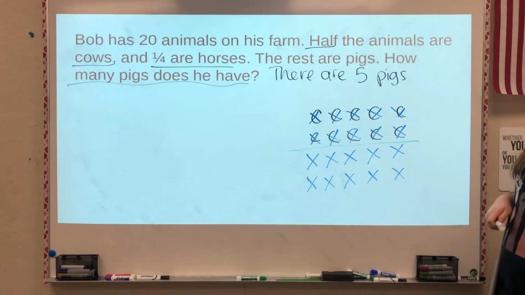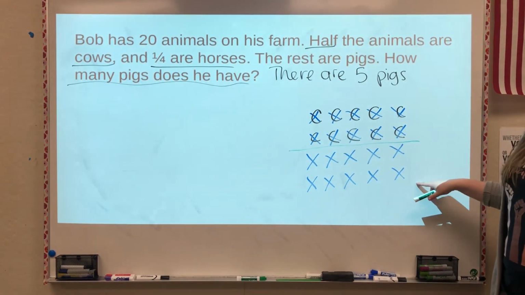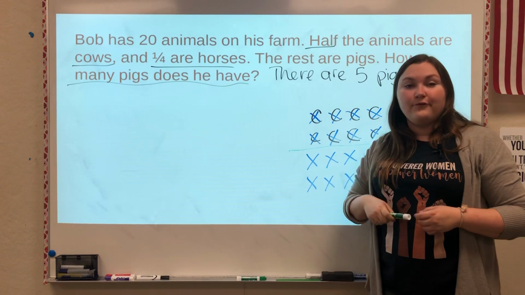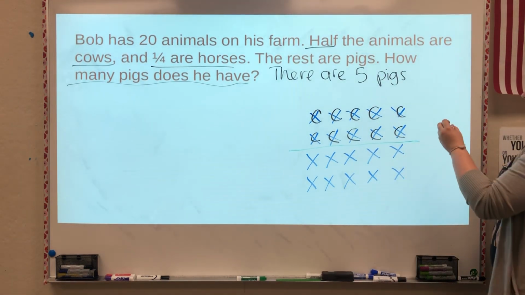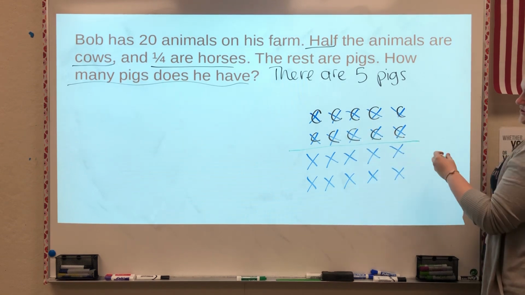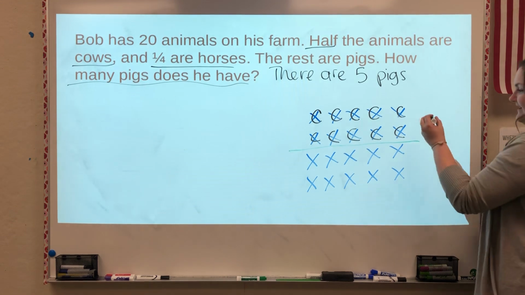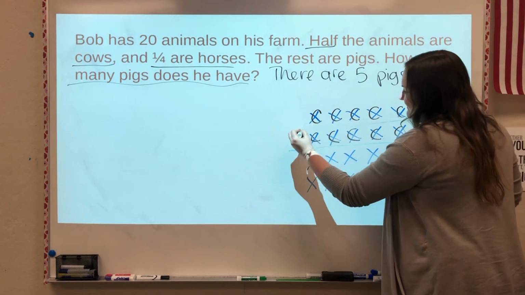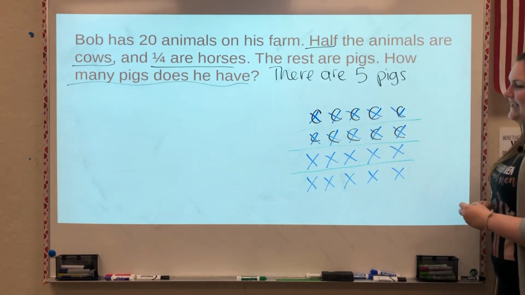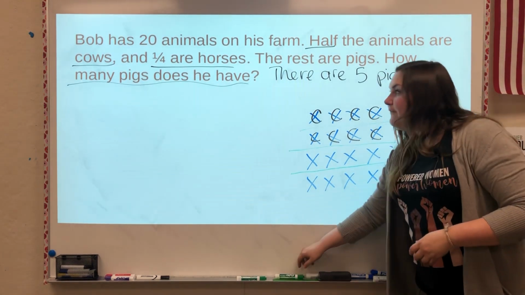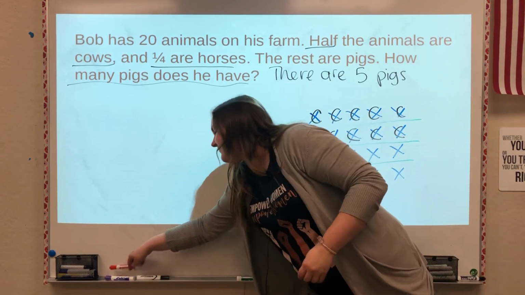It tells me 1/4 are horses. Right now it's divided into halves. If I want to see how many 1/4 is, I want to divide it into 4 parts. So I'm going to come in and say, okay, right now it's divided into 2 parts. I've got 4 rows, which makes it real easy to divide it into fourths. I'm just going to come in and divide it right there. Now when I do it, it said 1/4 are horses. So 1 out of those 4 rows are horses.